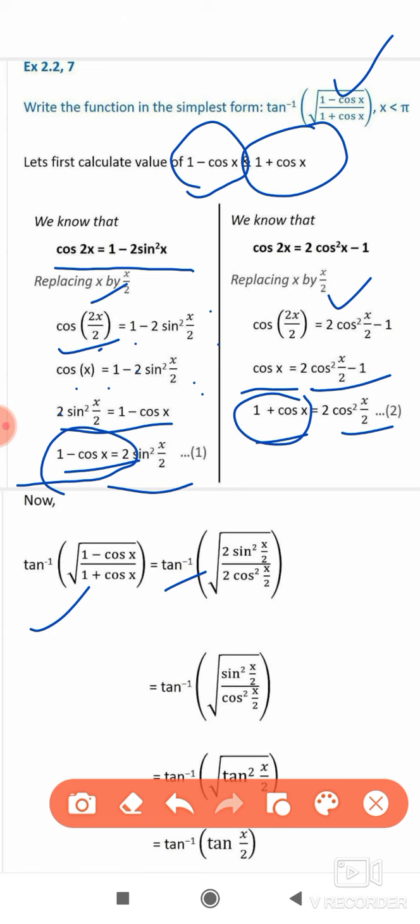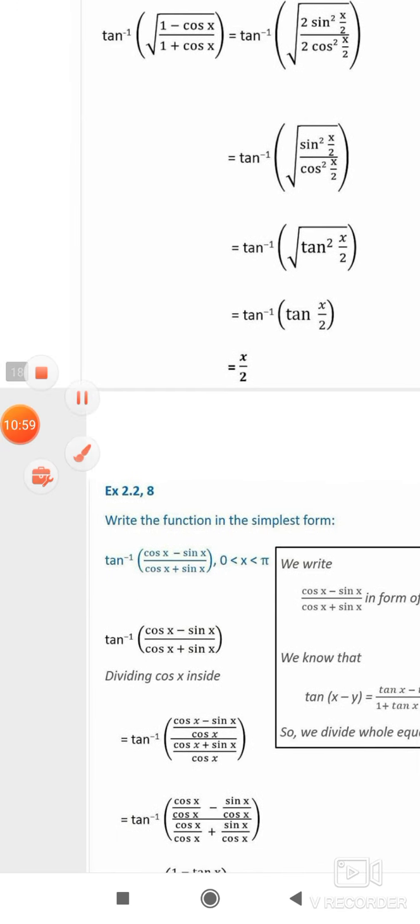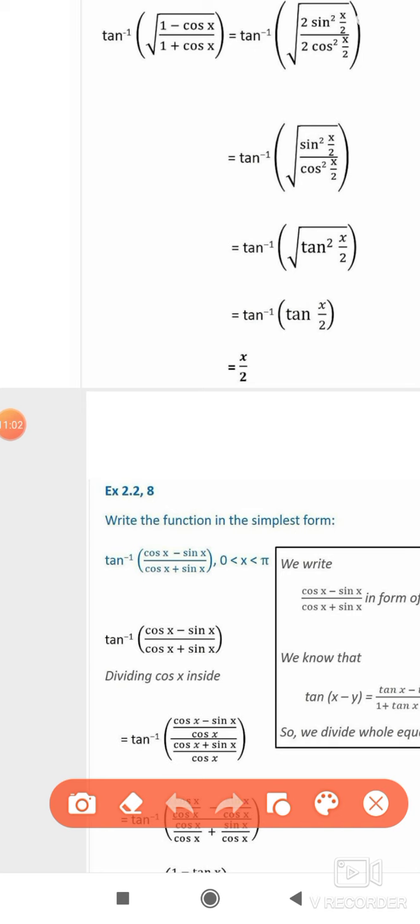Cancel this 2 with 2, so we are left with tan inverse under root sin square x by 2 over cos square x by 2, and it is equal to tan inverse under root tan square x by 2, and then it is equal to tan inverse tan x by 2. Cancel this tan inverse with tan, so we are left with x by 2. Fine. Hope this question is clear to you all.